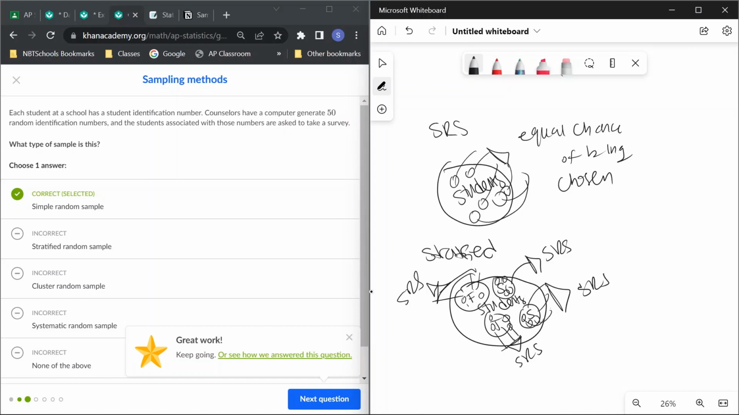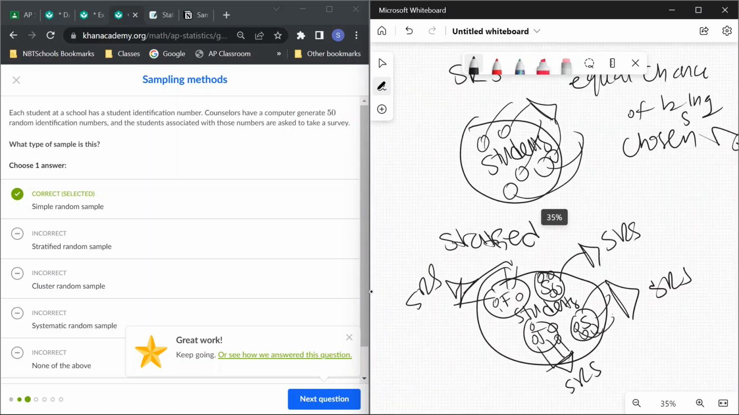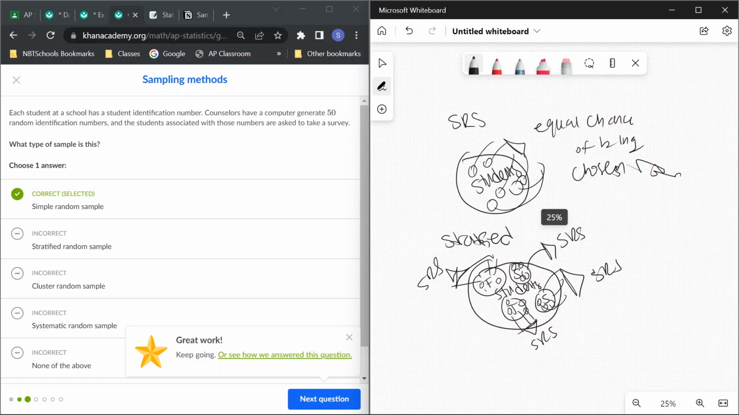And then cluster, don't even get me started with cluster. I literally have no idea. Systematic though, I can tell you. Oh, what the? Okay, first of all, why did I be disrespectful?